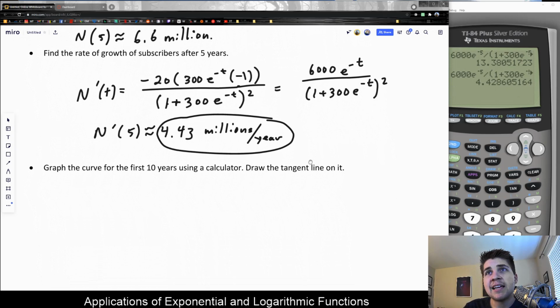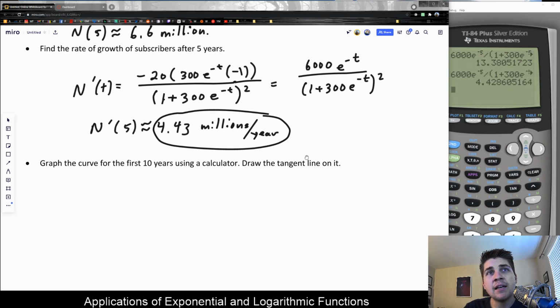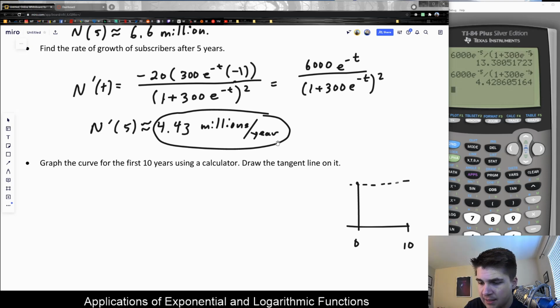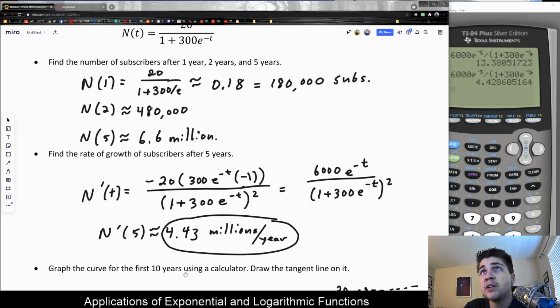And we could graph this in a calculator. The main thing we need to know is what window we want to look at. Usually with these sorts of functions we want to start at 0, and it says graph it over the first 10 years. In a logistic function, we always know it's going to cap out at the limit, the inhibiting factor, which was 20, the value in the numerator. And where it's going to start is the initial population at time 0.